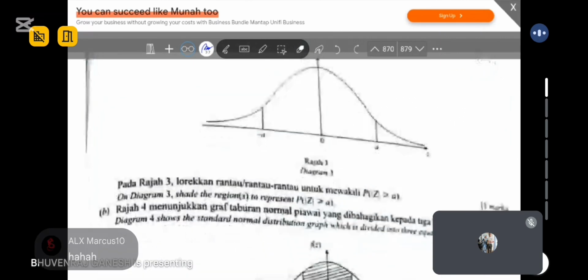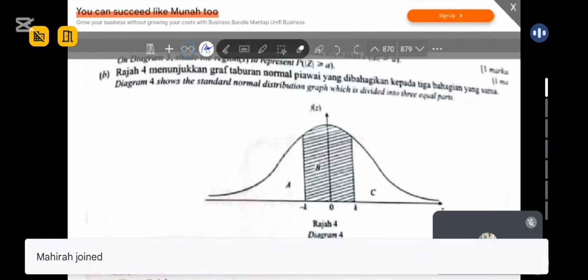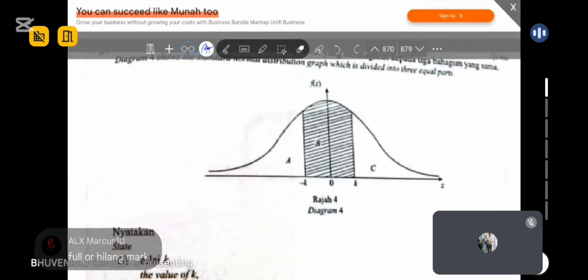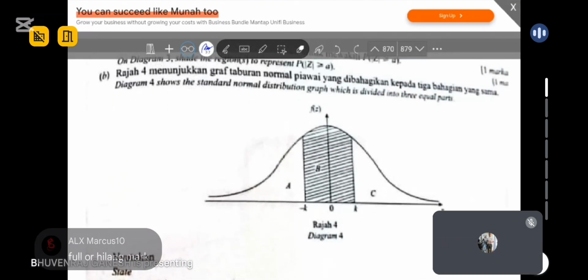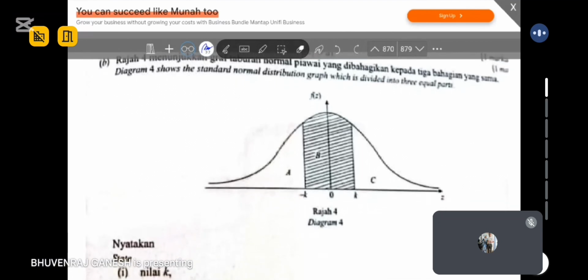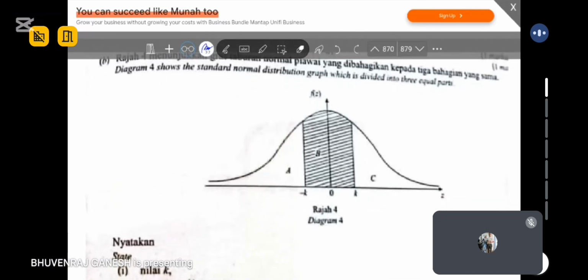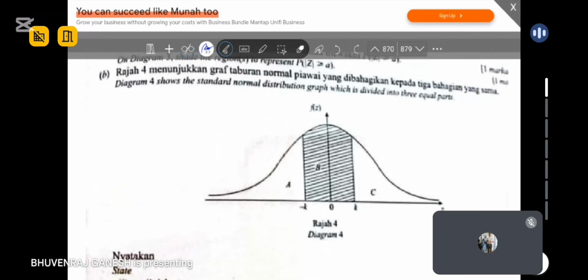Okay, next one. They give you another graph, a normal distribution. They ask you to state the value of K. Okay, guys, how to do this? May I know how? They ask you to find the K value. The keyword is this one: divided into 3 equal parts.